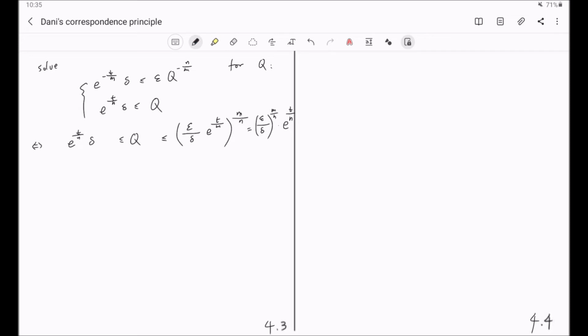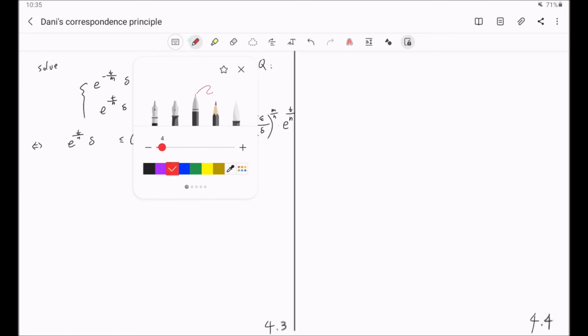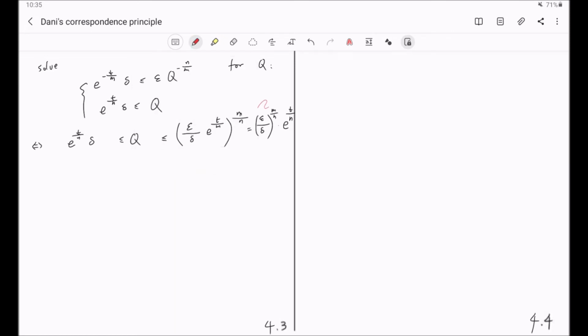So in order to make this solvable, we need that the right hand side to be greater or equal to the left hand side. Namely, we need delta to be, let's cancel e to the t over n and e to the t over n.